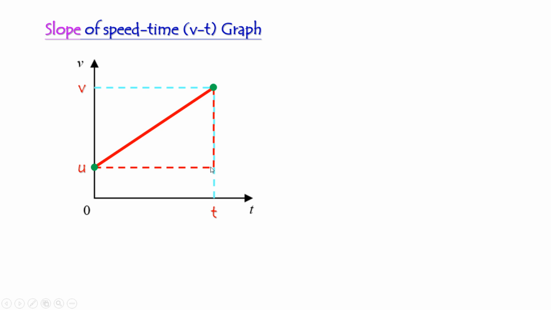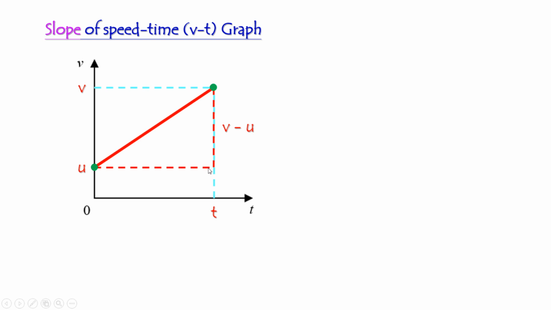And I want to ask you, what is the value of this vertical height? Right, it is equal to v minus u. How can we obtain this value? It is because the height of the blue dotted line should be v, and for this part, it should be equal to u. So for the red dotted line, it should be equal to v minus u. So it is the vertical height of the red dotted line.